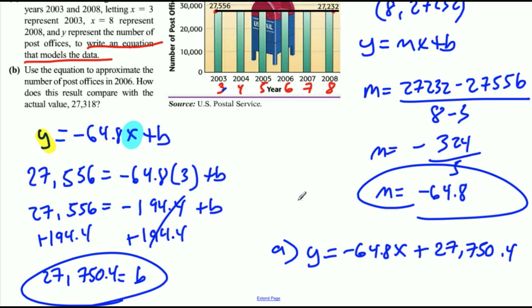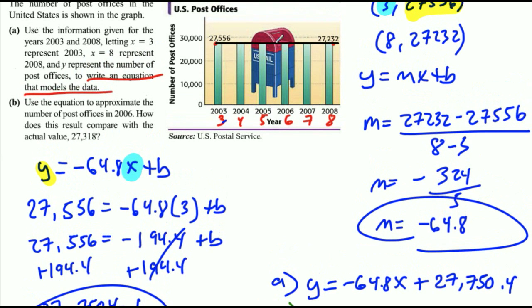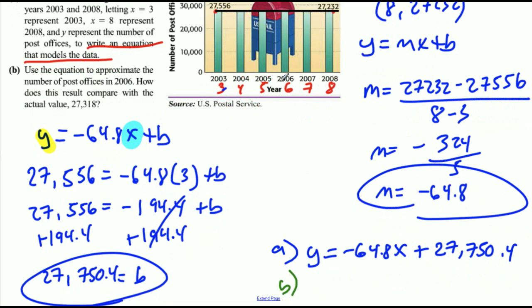Now, part B. What's going on with part B? We're asked to use the equation that we found in part A to approximate the number of post offices in 2006. Because they don't tell us exactly how many, we can eyeball it, but we can use this equation to approximate it. If we're trying to figure out what happens in 2006, that's the same thing as x equals 6. So let's replace x with 6.